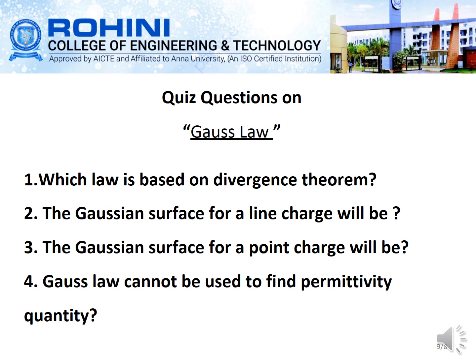And the next one is the quiz questions on Gauss law. The first question is, which law is based on the divergence theorem? The Gaussian surface for the line charge will be what? And next, the Gaussian surface for the point charge will be what? Then, Gauss law cannot be used to find which quantity: permittivity?